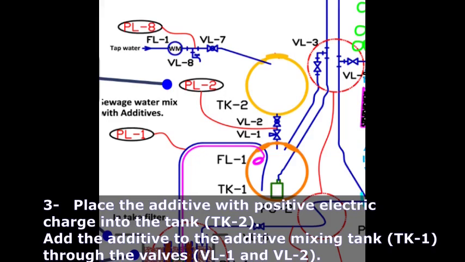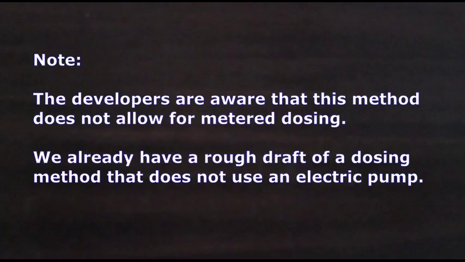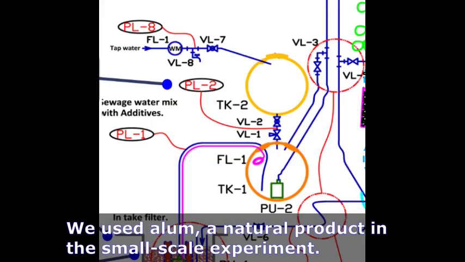Add the additive to the additive mixing tank, TK1, through the valves, VL1 and VL2. Note, the developers are aware that this method does not allow for metered dosing. We already have a rough draft of a dosing method that does not use an electric pump. We use alum, a natural product, in the small-scale experiment.